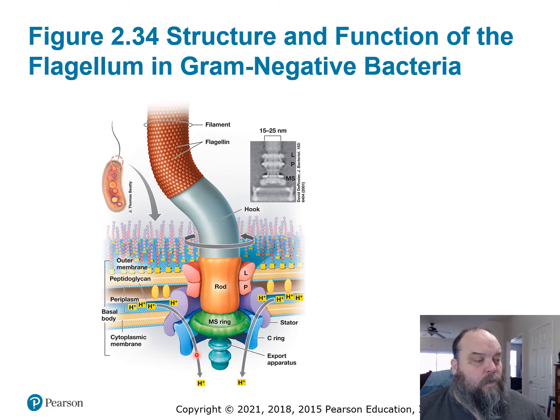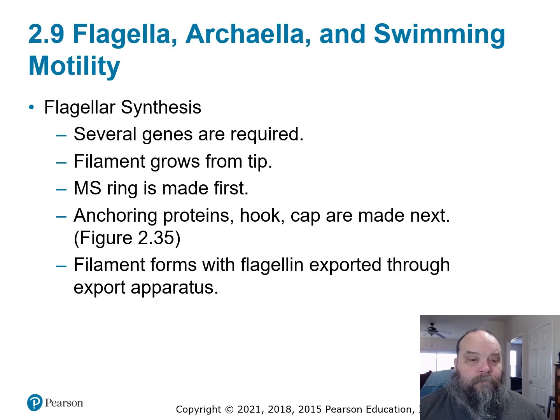The rod passes through, and you see this MS ring that anchors into the C ring. It's the MS ring and the C ring in here that is going to interact with the hydrogens that are flowing, because remember I told you in a previous lecture, the space between the outer and the cytoplasmic membrane, the periplasm here, is a great place to store hydrogens. Well, all those stored hydrogens are flowing back through, which is causing the MS ring to spin, which causes the rod to spin, causes that hook to spin, causing that filament to whip around in a clockwise or a counterclockwise way.